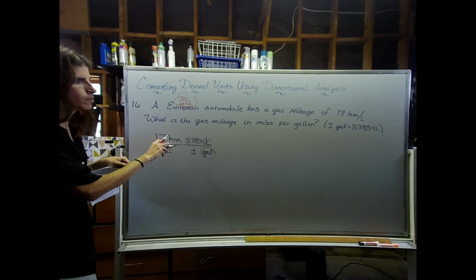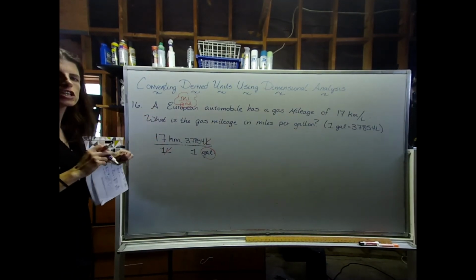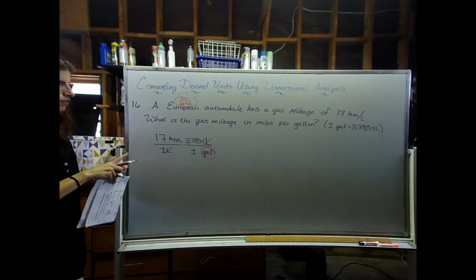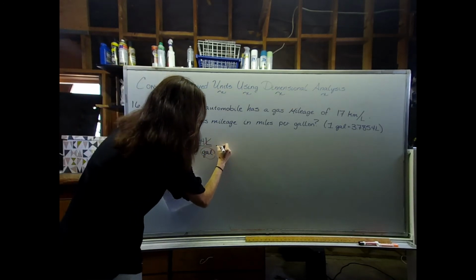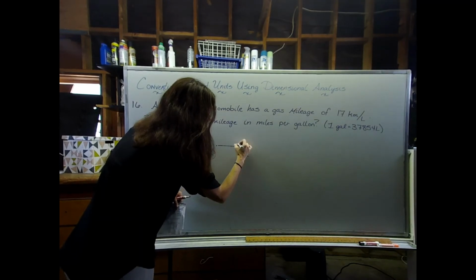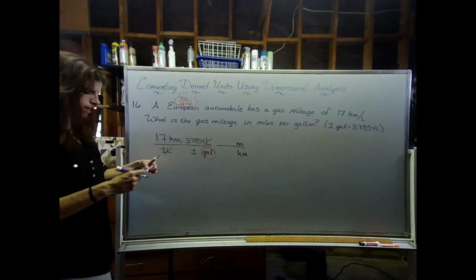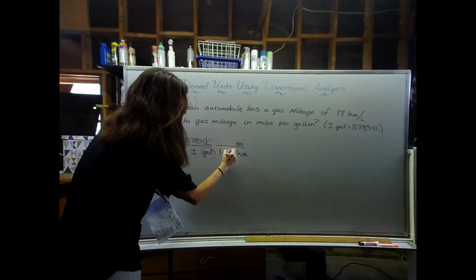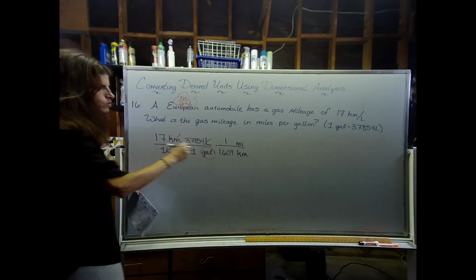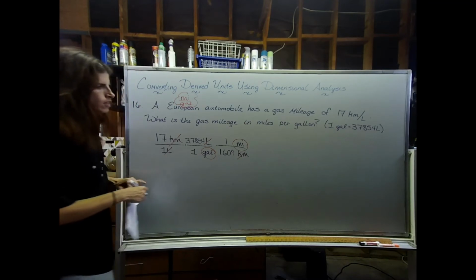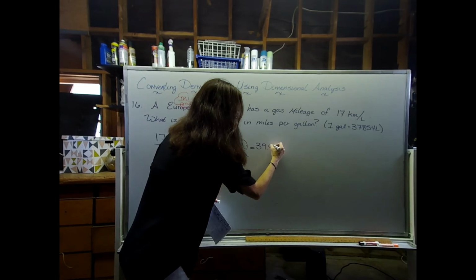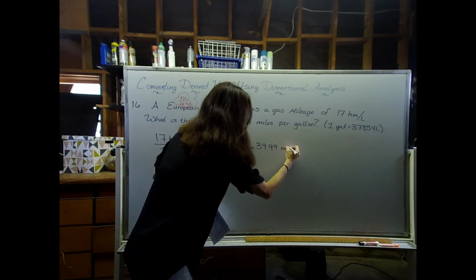Now we got to get kilometers to miles. And on page 2 of lecture packet 2, we have that conversion factor. That's one of the ones we can use. So I'm getting rid of kilometers. I want that to cancel. And I'm going to miles. And we know that there's 1.609 kilometers in 1 mile. Kilometers will cancel kilometers, leaving us with miles in the numerator. When I did this, I got 39.99 miles per gallon.